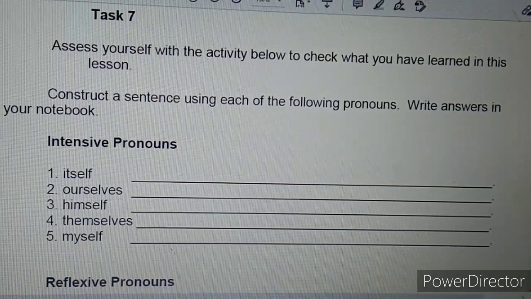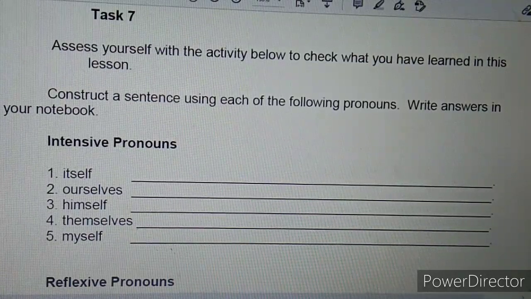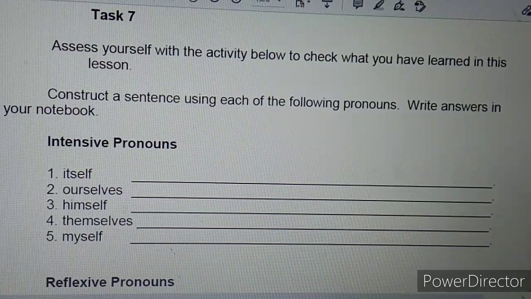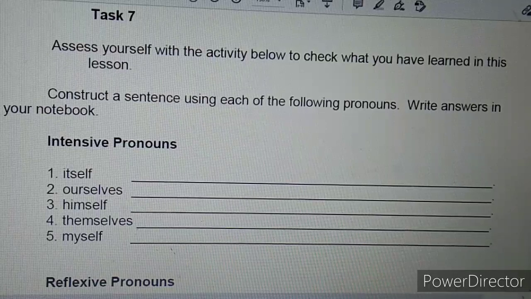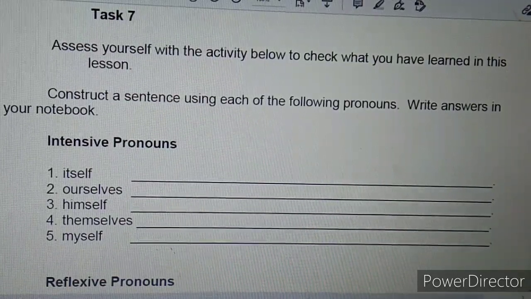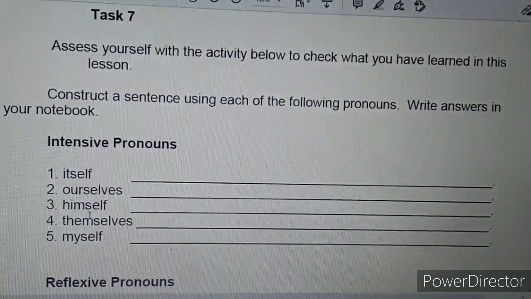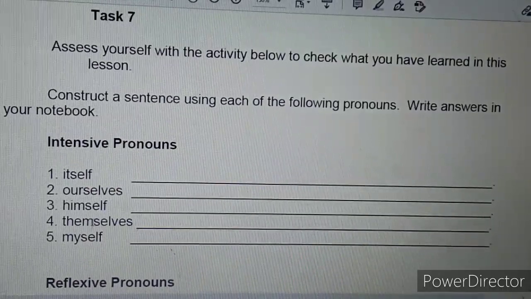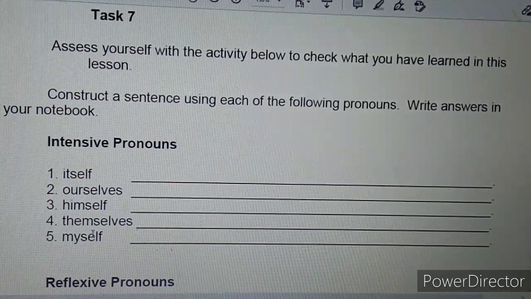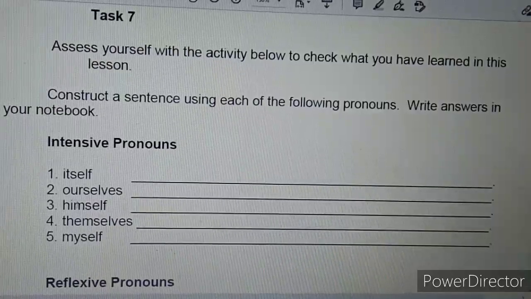Now for task 7, here is what you are going to do. So assess yourself with the activity below to check what you have learned in this lesson. So you are going to construct a sentence using each of the following pronouns. Write your answers in your answer sheet. Again, you are going to write a sentence using the words below. So 1 up to 5, the words are itself, ourselves, himself, themselves, and myself. Again, you are going to write a sentence for each of the following words.